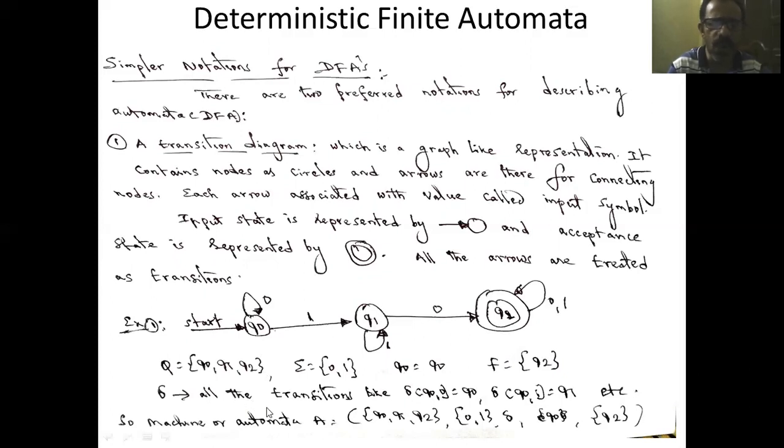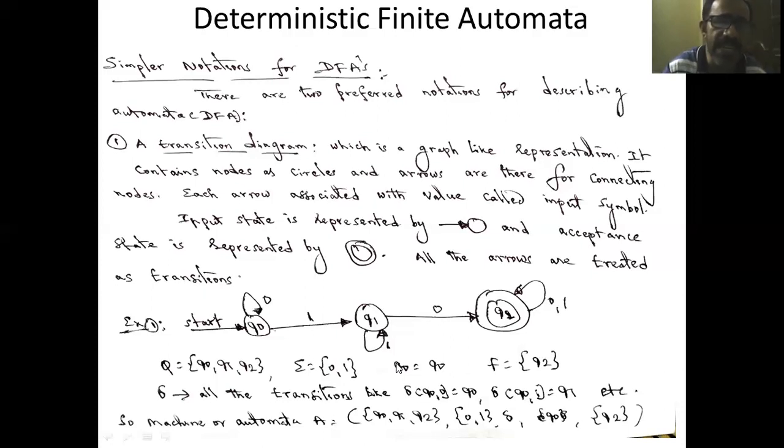What is delta? All the transitions. How can we write all the transitions? Delta of Q0 on 0 equals Q0. This is one transition. Delta of Q0 comma 1 equals Q1. That is another transition. Like that, you need to write all the transitions. Or it is very easy to represent all these transitions in table format.